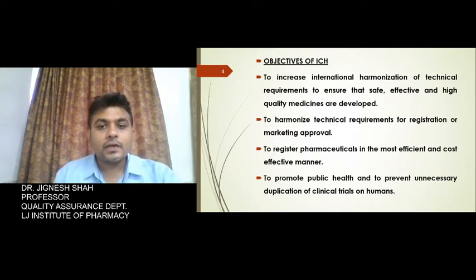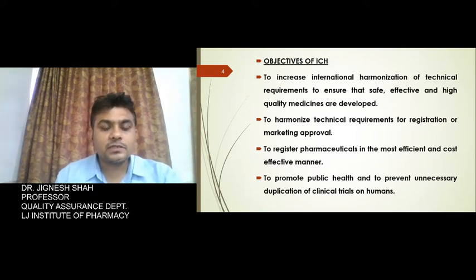And the last objective of ICH guidelines is to promote public health and to prevent any kind of unnecessary duplication of clinical trials which are done on humans. In this way they will control any duplication of clinical trials as well as non-clinical trials, and we can ensure the safety of the drugs on humans. By ensuring the safety of the drugs on humans, we can promote human health also. So this is the last objective of ICH guidelines.